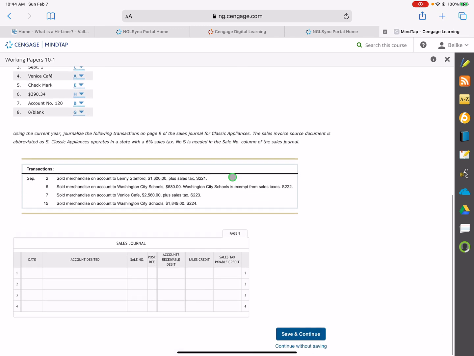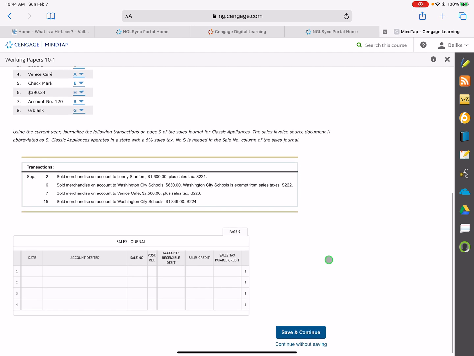Okay, it says using the current year, journalize the following transactions on page 9 of the sales journal for Classic Appliances. The sales invoice source document is abbreviated as S. Classic Appliances operates in a state with 6% sales tax. No S is needed in the sales number column of the sales journal.